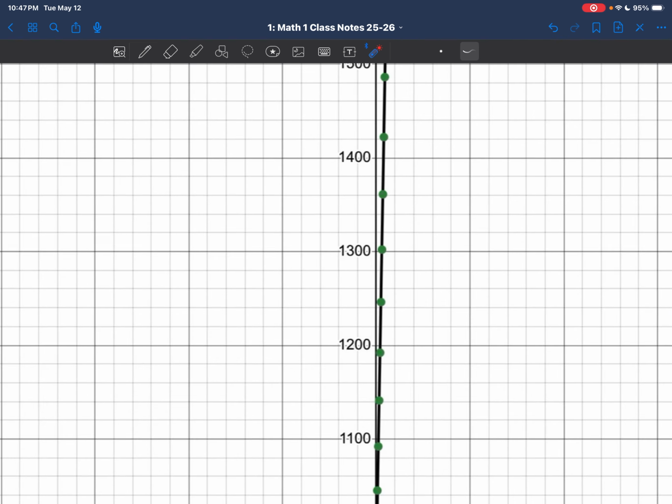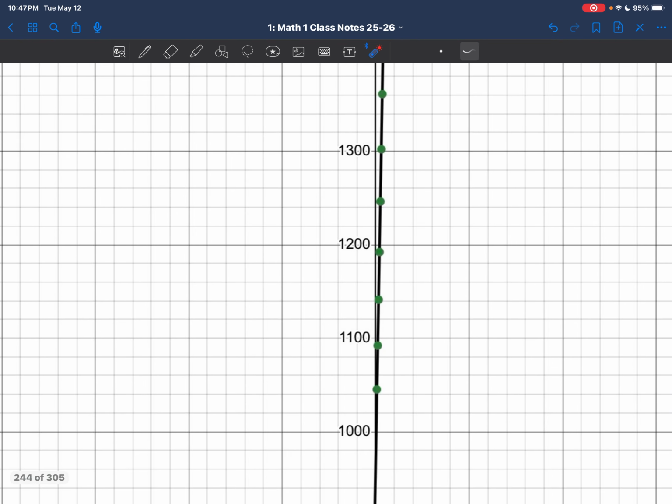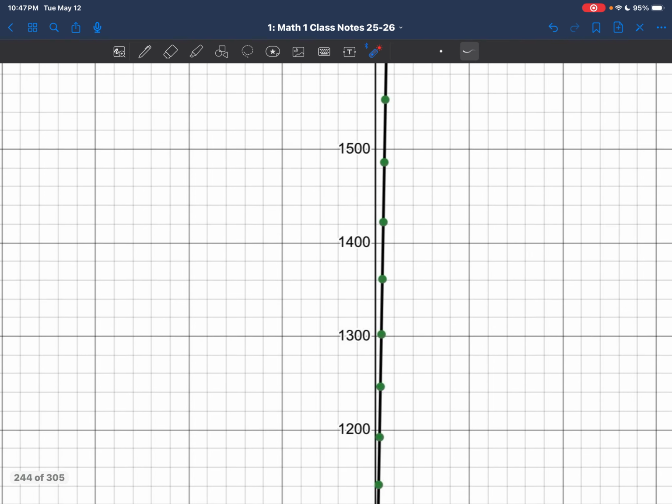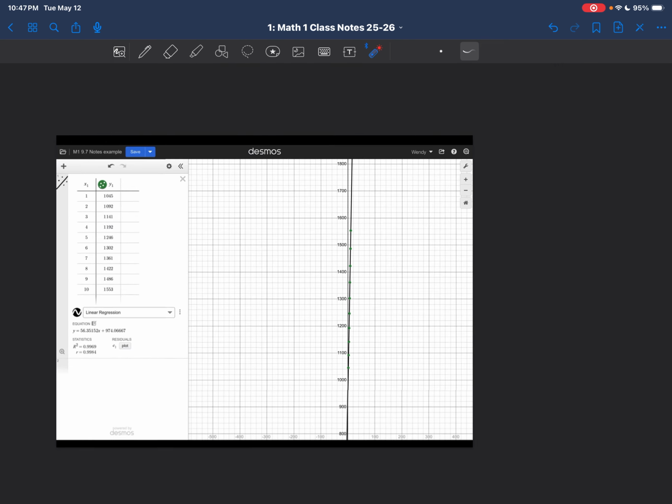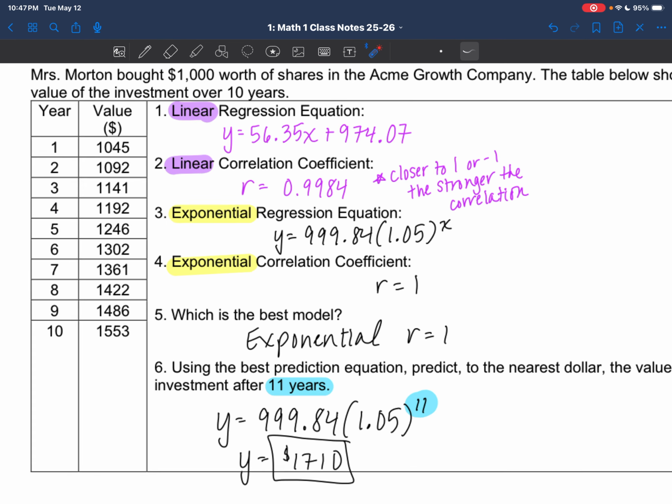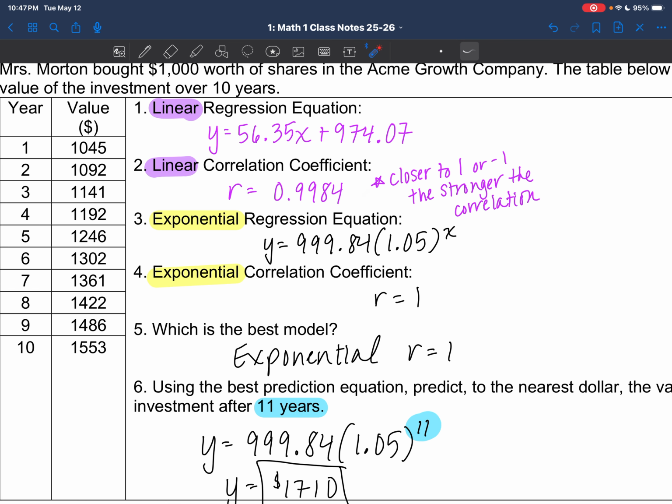And if you look at your points, you notice they're all pretty much on the line or really, really close to the line of best fit. So R value is definitely close.